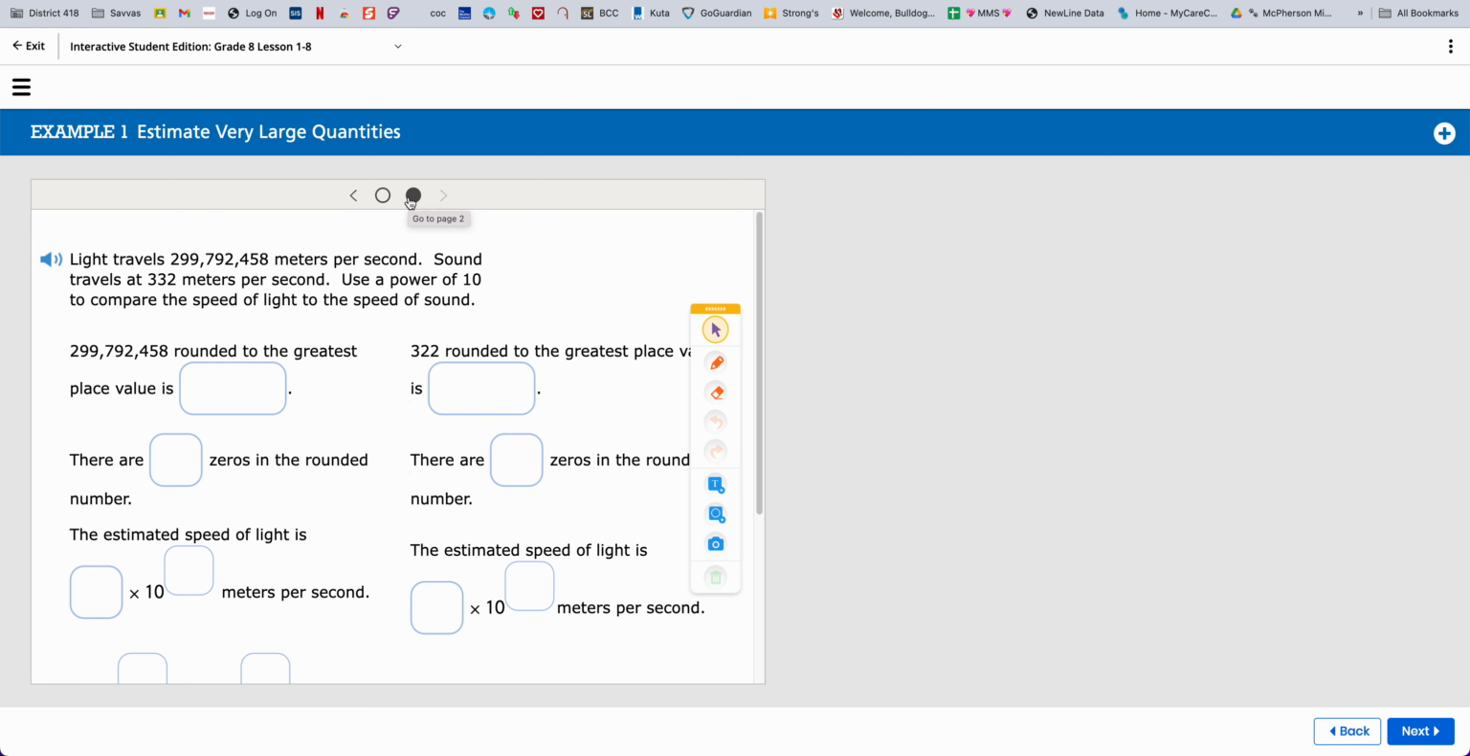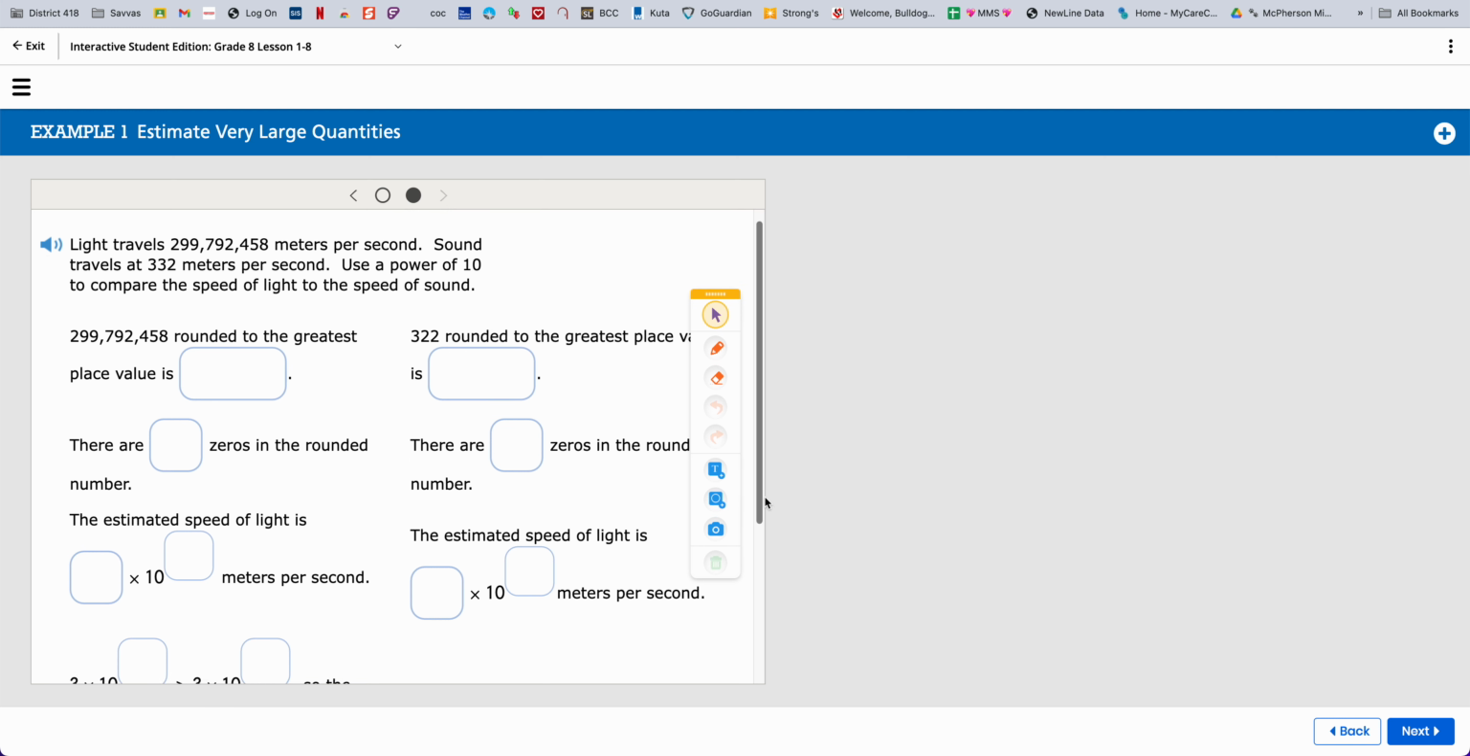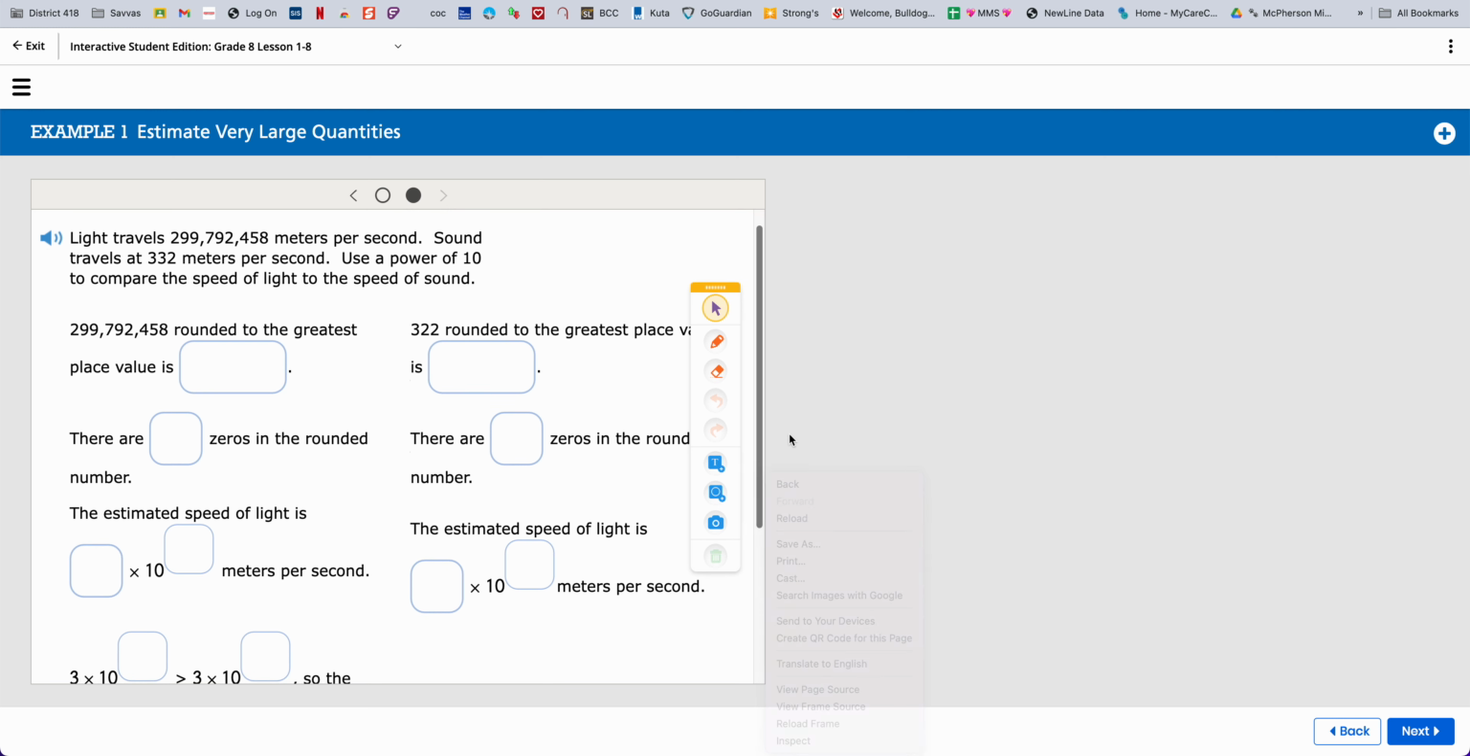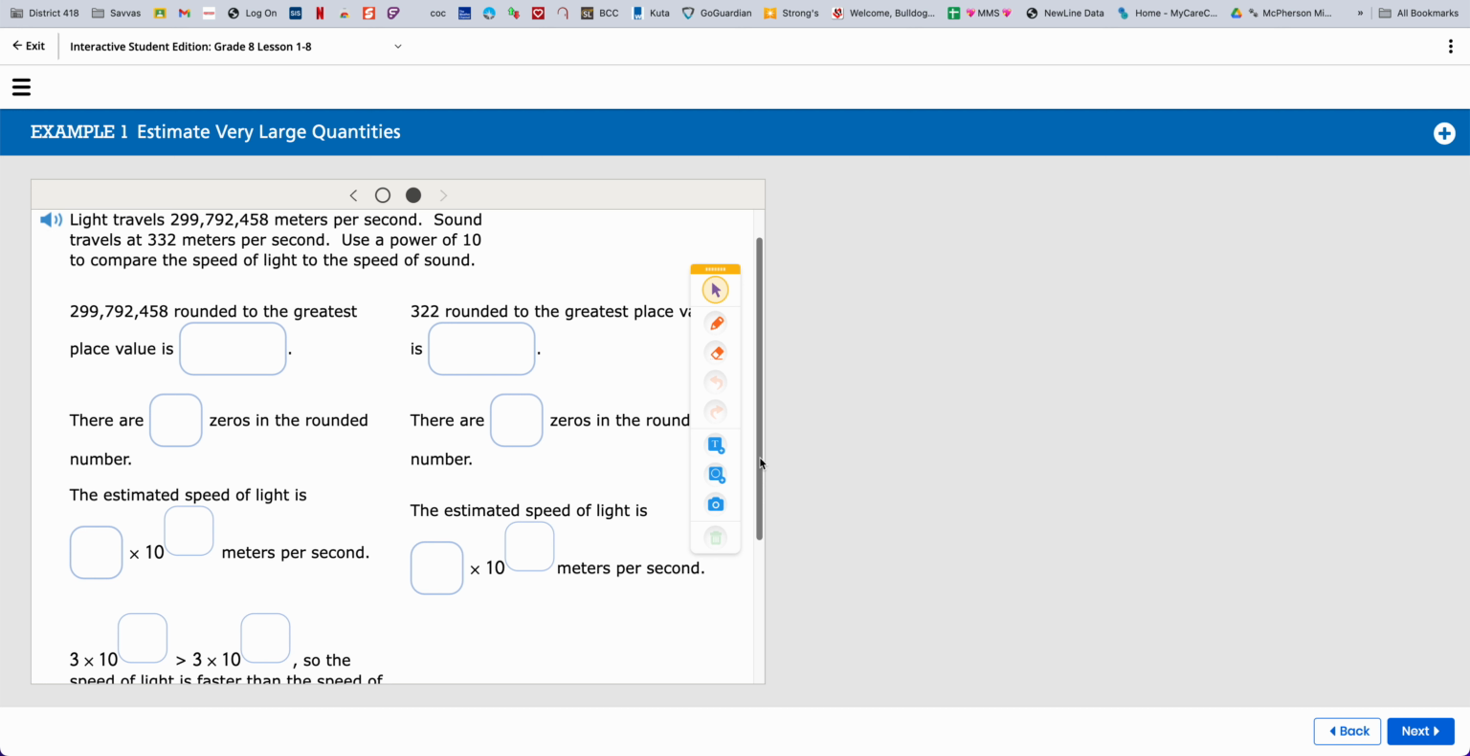So light travels at 299,792,458 meters per second, and sound travels at 332 meters per second. We're going to use a power of 10 to compare the speed of light to the speed of sound. Guys, this is not that difficult. What number are we going to round? We're going to look at the biggest number, the number 2, and then the number next to it is 9. So it's 5 or more. Let it soar. So we're going to round it to 300 million.